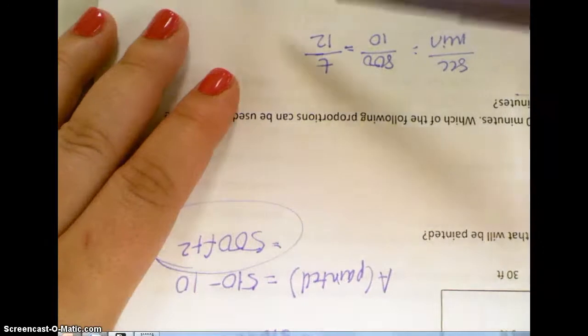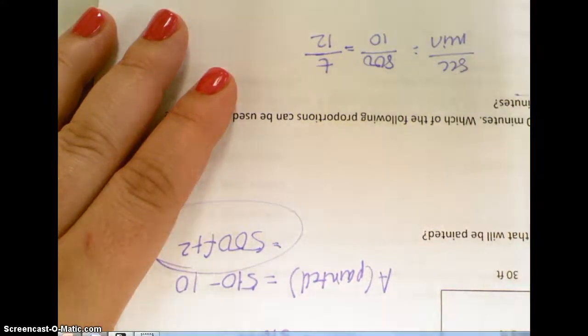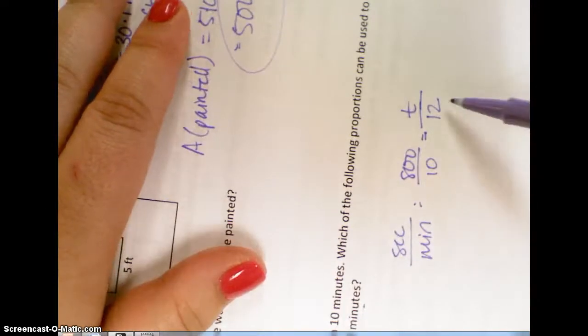If I turn my paper like this, now I see the proportion. You would read it 10 over 12 is equal to 800 over t. Do you see that? Okay, that's also correct. I can turn it this way, and I know it's upside down, but you would read it as 12 over t is equal to 10 over 800. And I can turn it finally this way and say, okay, well, t over 800 is equal to 12 over 10. Right? All of those are correct ways to write this proportion.